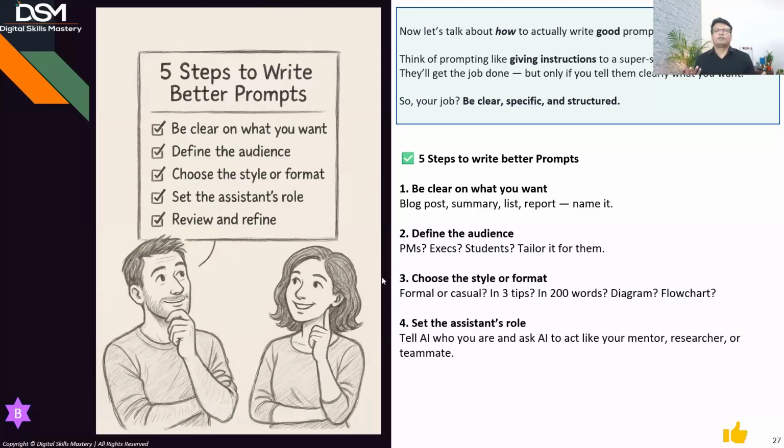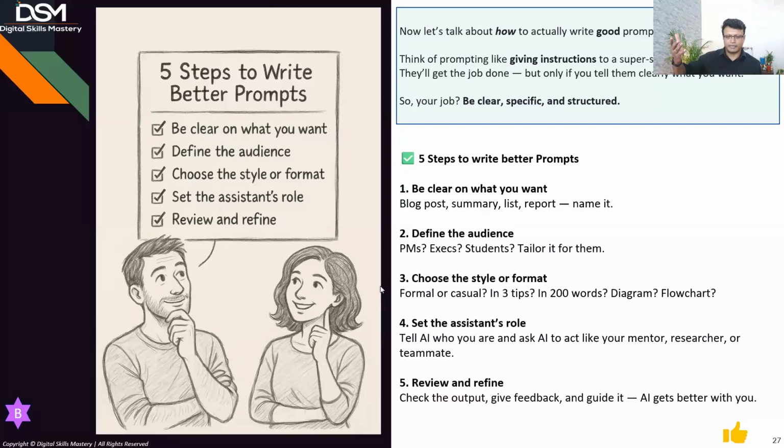Think of that tool as your super amazing market research assistant. Tell AI who you are, meaning I'm a product manager and I want to do XYZ. We'll show you how to do that. And ask your AI to act like a mentor or researcher or your teammate. What is the role that you are asking them? Take this role, take my input, and then give me the output that I am expecting.